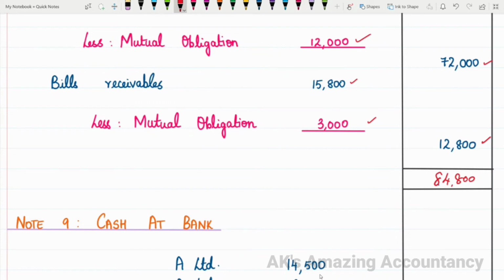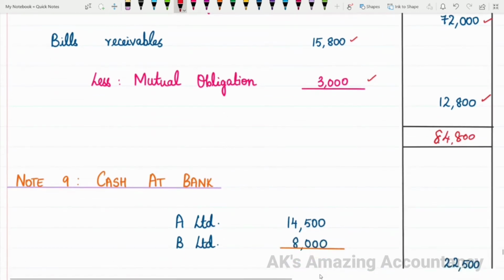Now let us come to the last note we have, that is note 9, cash at bank. As far as cash at bank is concerned, both cash at bank of A Limited and B Limited will come. A Limited's cash at bank is 14,500 and B Limited's amount is 8,000. Put together it will give you 22,500.